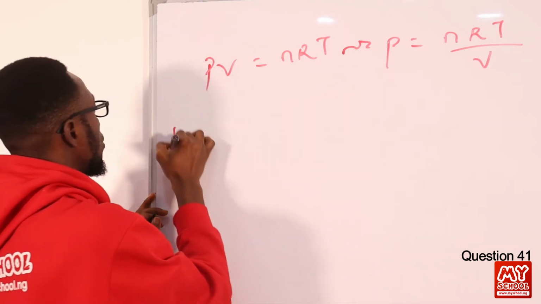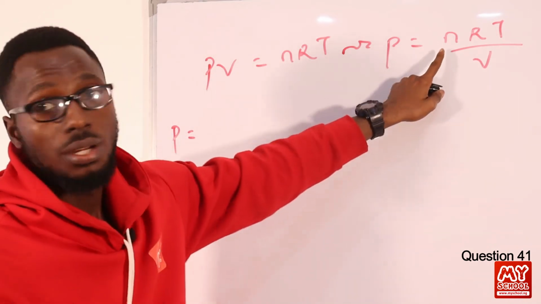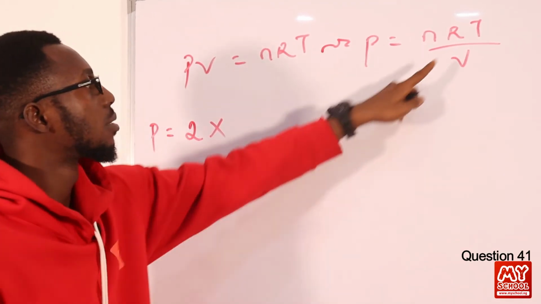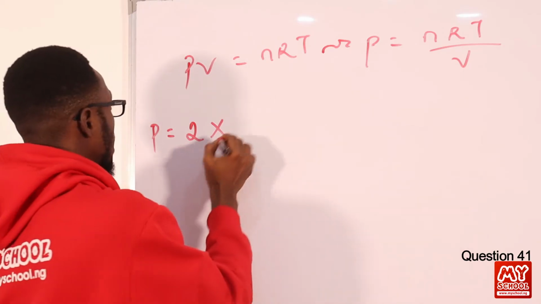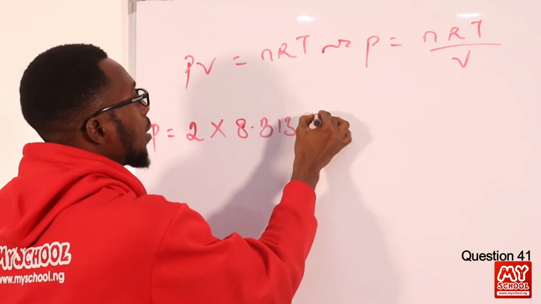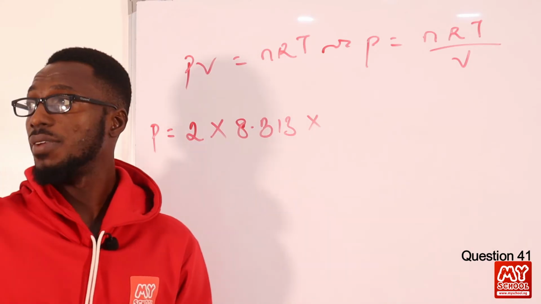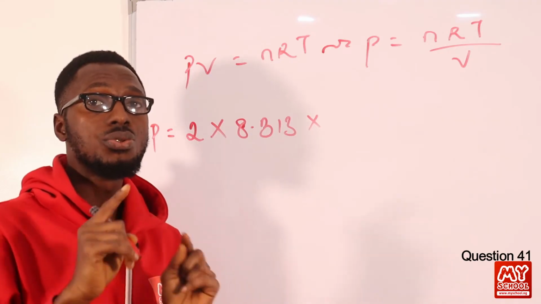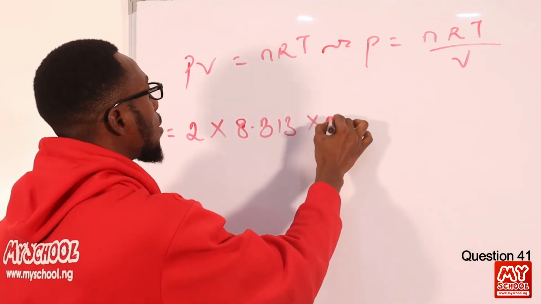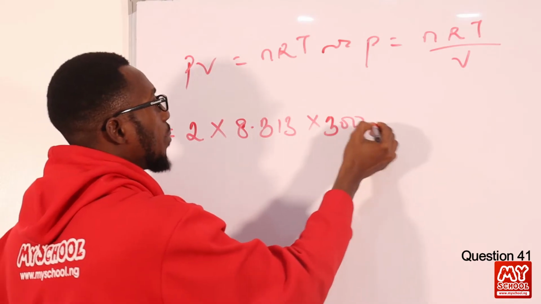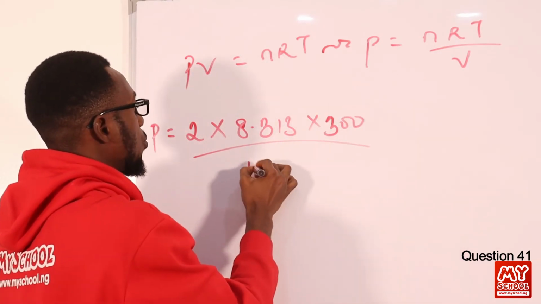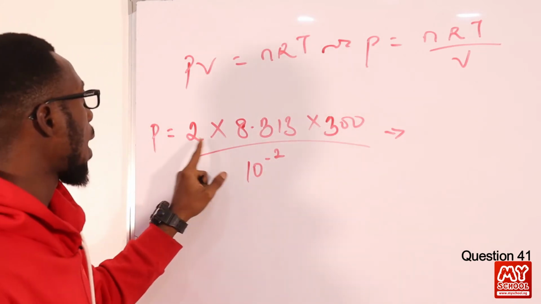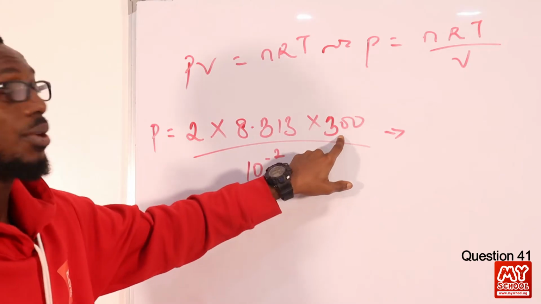If we're going to fix in the values, the number of moles is 2, times the molar gas constant we're given here, 8.313, times the temperature. It's given in Celsius, but we are going to convert to Kelvin scale. So that is 27 plus 273, that should give us 300, then divided by the volume, which is 10 raised to power minus 2. So this is what I know: 2 times 8.313 times 3, I know it's 300.